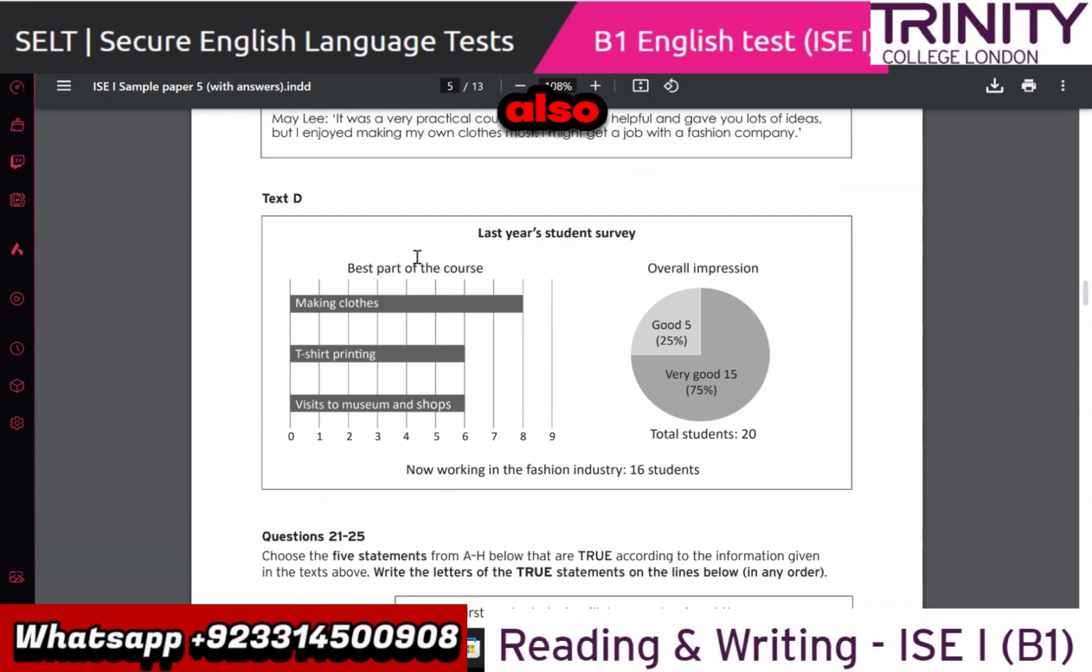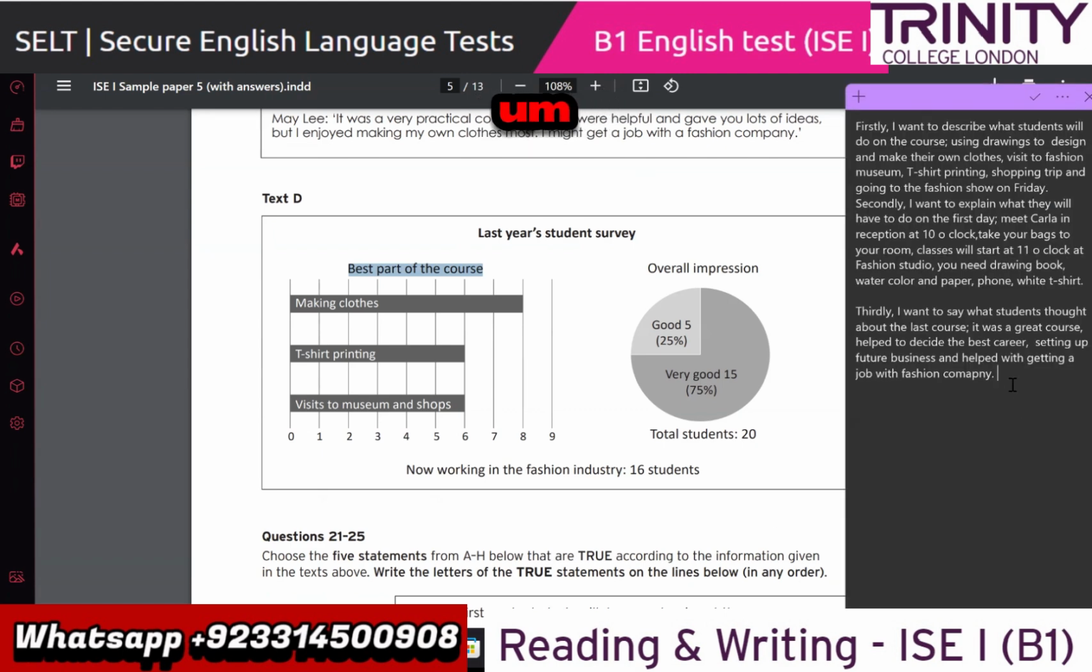Okay, so now we also think that this is also an opinion, that the best part of the course was making clothes, right? Most of the students thought that the course was very good, right? So, best part of the course was making clothes, and most of the students thought, or 75%, you can also write, students thought it was a great course, it was a very good course.